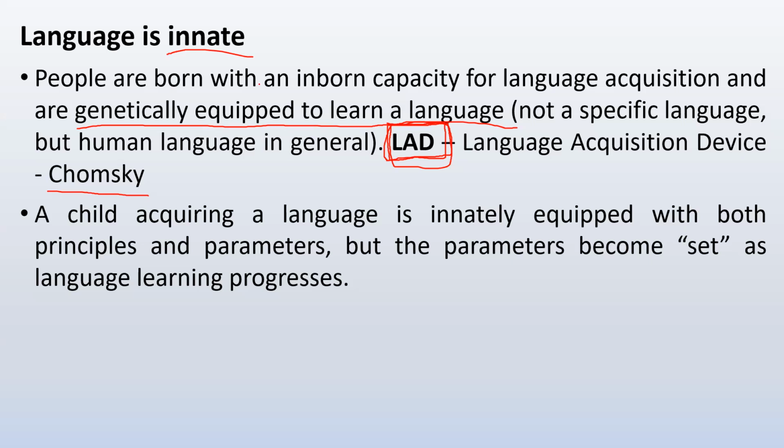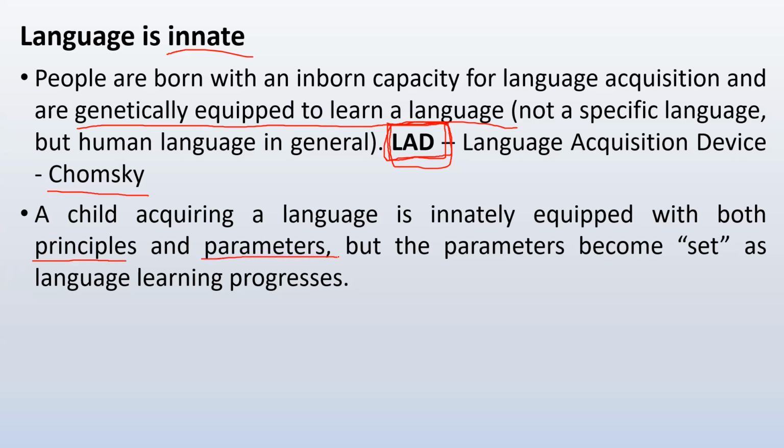A child acquiring a language is innately equipped with both principles and parameters. A child acquiring a language is innately equipped with both these principles and parameters, but the parameters become set as language learning progresses. So both aspects are there within the child.